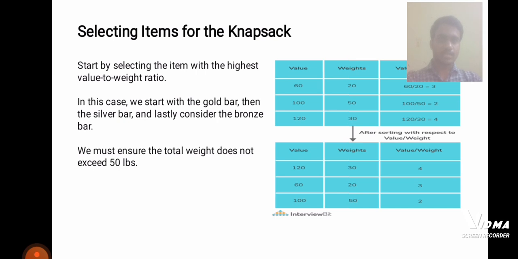Selecting items for the knapsack. Start by selecting the items with the highest value to weight ratio. In this case, we start with the gold bar, then the silver bar, and lastly consider the bronze bar. We must ensure that the total weight does not exceed 50 lbs.